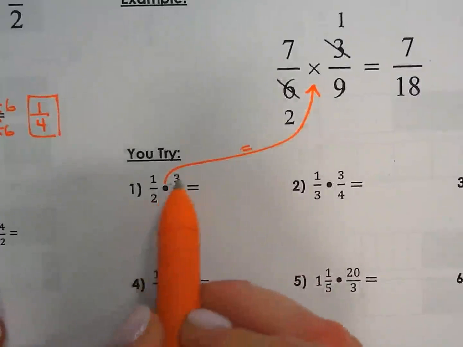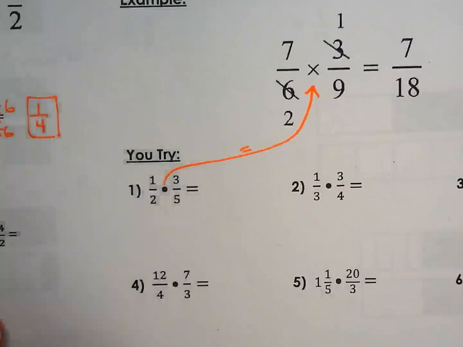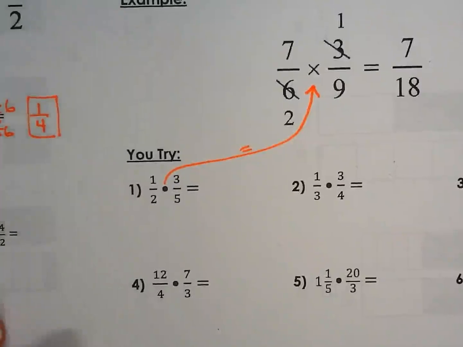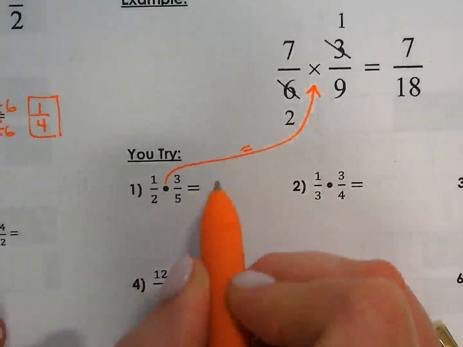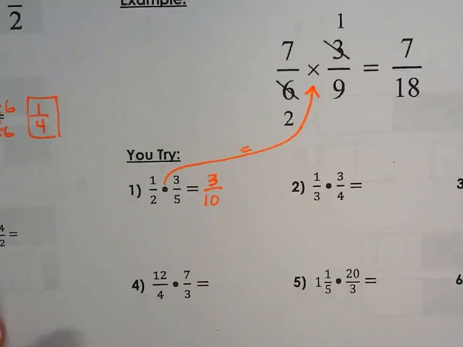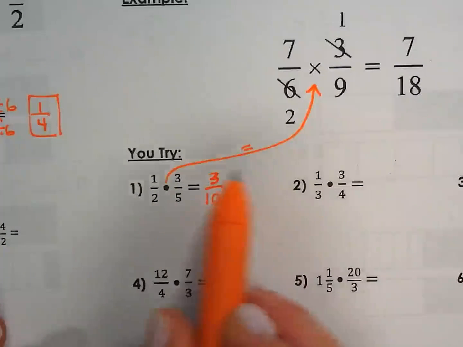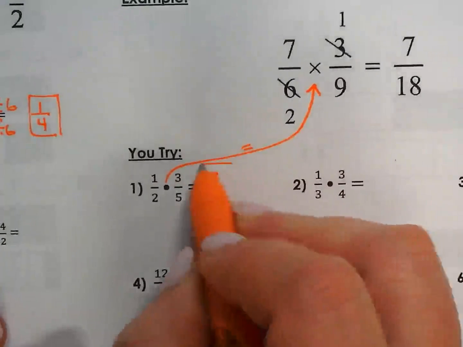So we look at the top factors and we look at the bottom factors. Are there any factors on the top and the bottom that share a common factor? No, in this case there are not. So we just multiply across. 3 times 1 is 3, and 2 times 5 is 10. And since it was already simplified here, we know it's simplified in its answer, and that is our final answer.